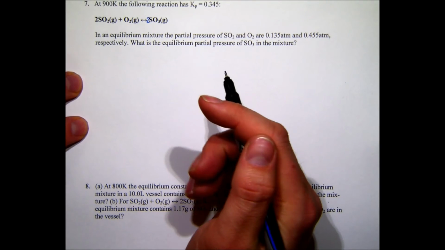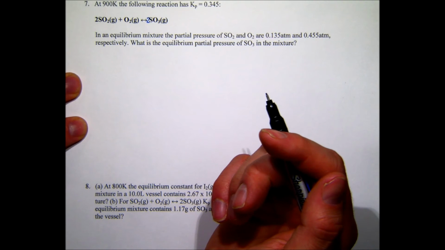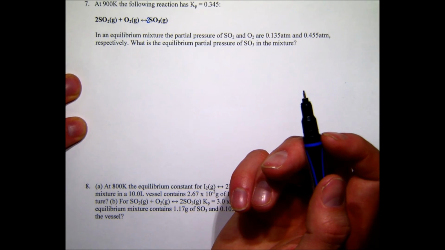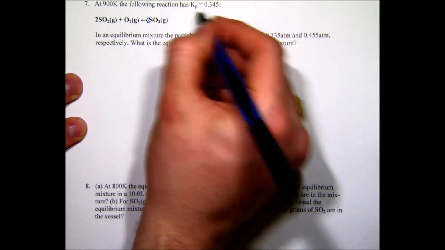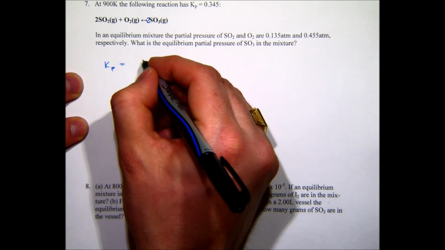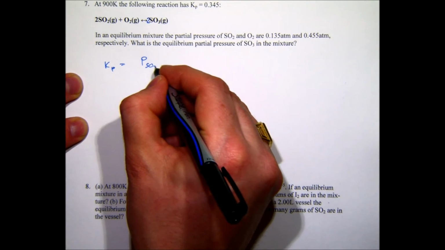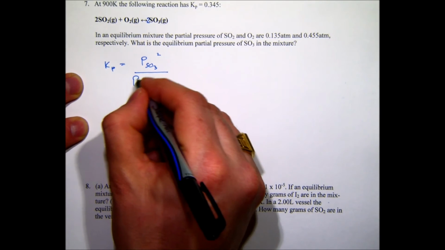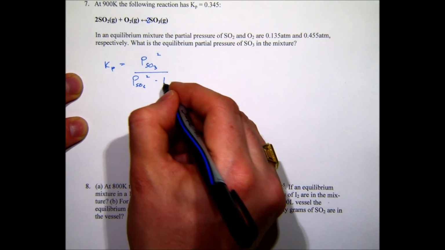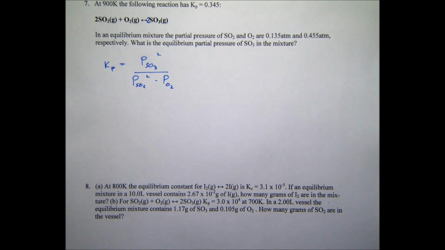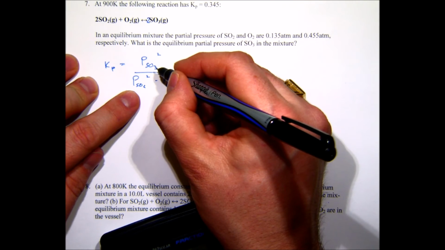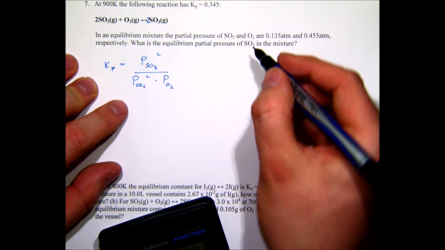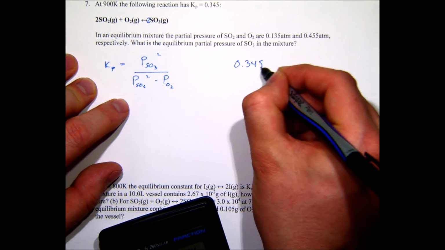It says in an equilibrium mixture, the partial pressures of SO2 and O2 are 1.135 and 0.44 atmospheres, respectively. What is the equilibrium partial pressure of SO3? Well, they gave us Kp, so let's write out the partial pressure of SO3. So we're simply just going to write it out, making sure that we square the appropriate values here. So we know Kp is 0.345.